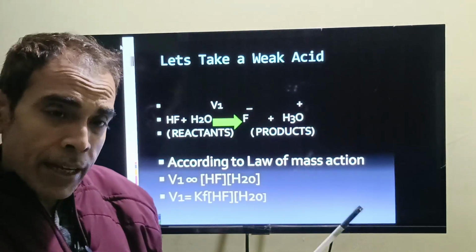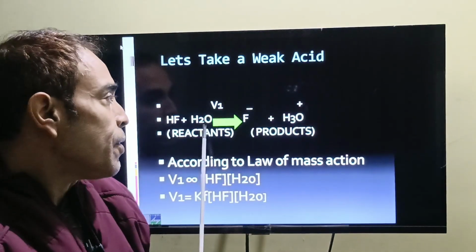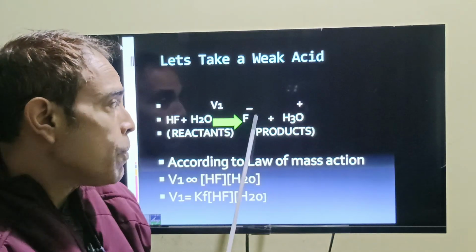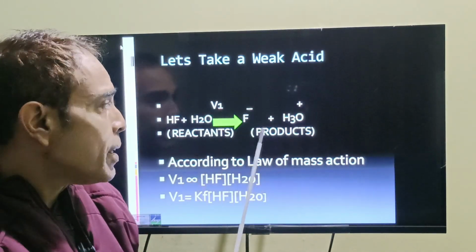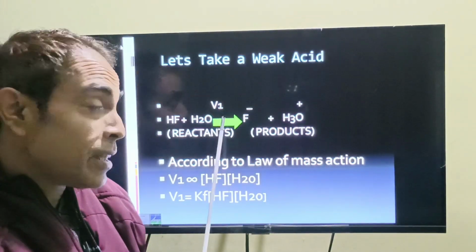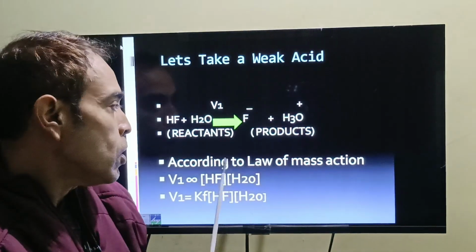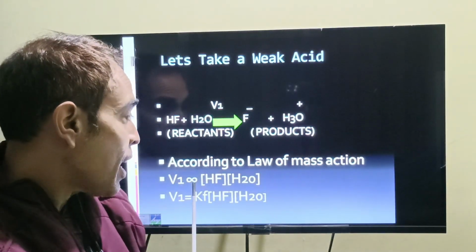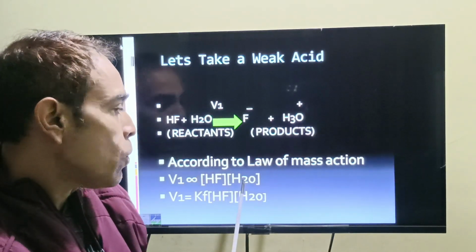So let us take an example. Let us take a weak acid like hydrofluoric acid. It reacts with water, and it is reversible. In the first step, it will go in the forward direction and form fluoride ion and hydrogen ion. The ones on the left side are called reactants, and those on the right are called products. Now the rate of reaction, how fast this reaction is going, is determined as follows. According to the law of mass action, the rate of reaction is directly proportional to the reactants, that means hydrofluoric acid and water.